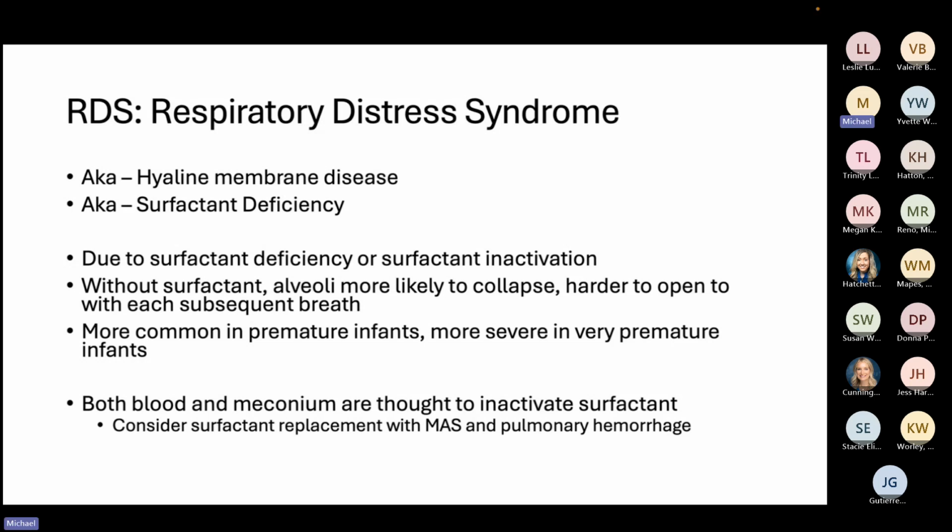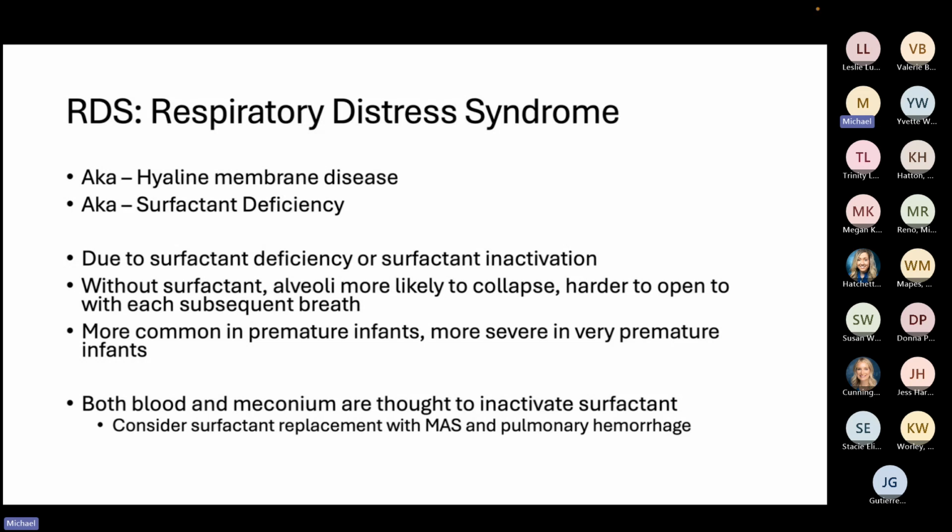So what happens without surfactant? Surfactant is a soapy lipid material that creates a lining of the alveoli, which decreases surface tension. How surfactant helps is at the end of expiration, when the alveoli are the smallest, the surfactant prevents or resists collapse of the alveoli. So with the next breath, that alveolus is easier to open, so it is going to fill with more air. You're going to have increased FRC and more air in the alveoli, which can be involved in gas exchange.